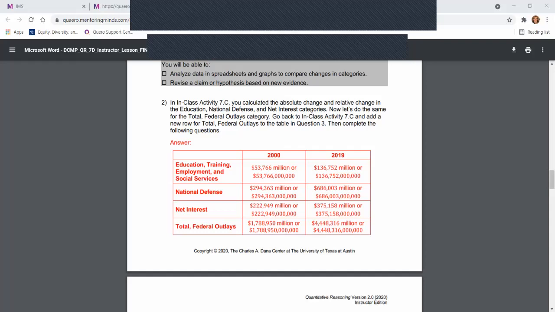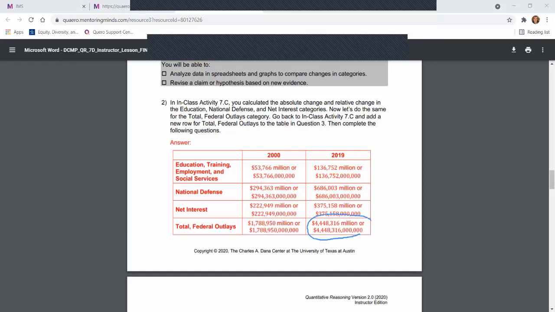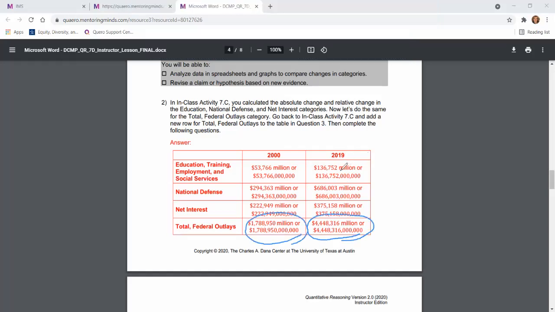Looking at this, it's asking us to calculate the absolute change. Absolute change is going to mean we need to grab one of these numbers, the ending number, minus the beginning number. We ended in 2019. We began in 2000. When we subtract these two numbers, we're going to get something like 2,659,366 million. Or if you want to write it with the zeros, 2,659,366,000,000, and we would pronounce it almost $3 trillion for our absolute gains, and it is an increase. So that would be for part A.